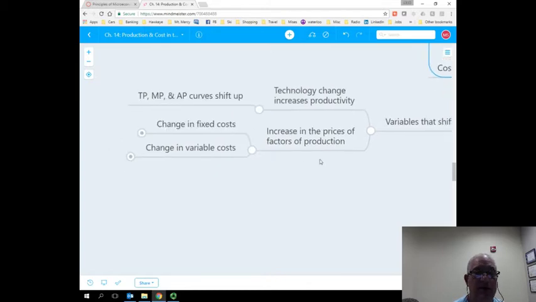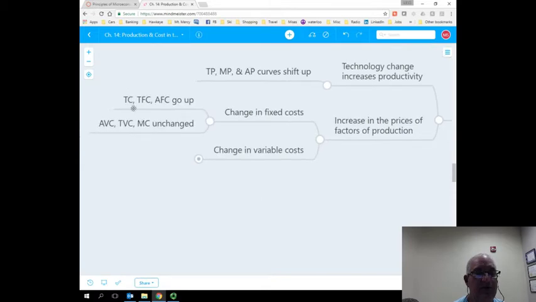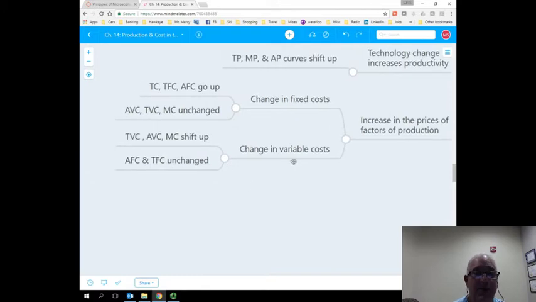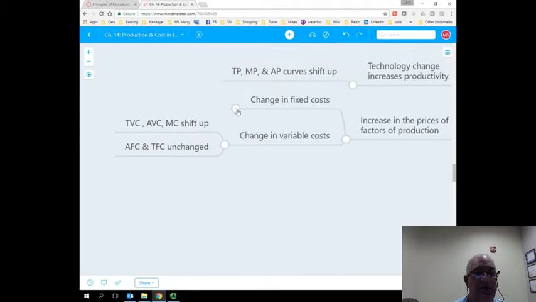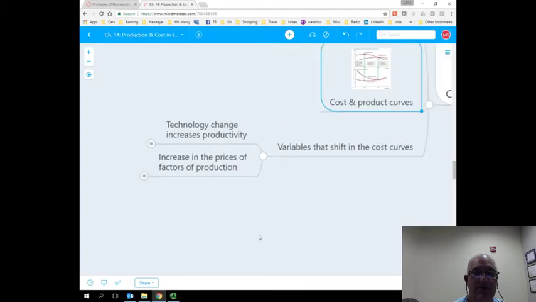Okay, an increase in prices of factors of production could result in a change in fixed costs. In other words, total fixed and average fixed costs all go up because they're all related to fixed costs. And the average variable, total variable, and marginal cost are all unchanged, because we're changing fixed costs. With a change in variable costs, the total variable, average variable, and marginal cost shift up. Average fixed costs and total fixed costs are unchanged. So that kind of gives you an idea of what goes on when we have changes in the prices of factors of production.